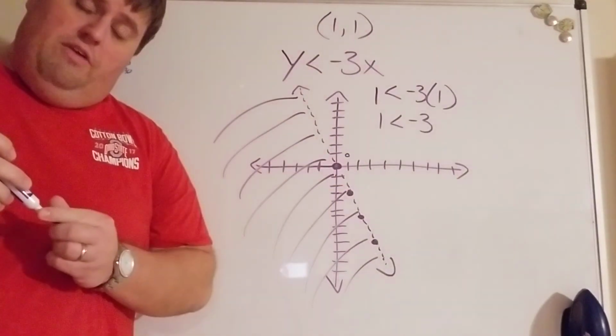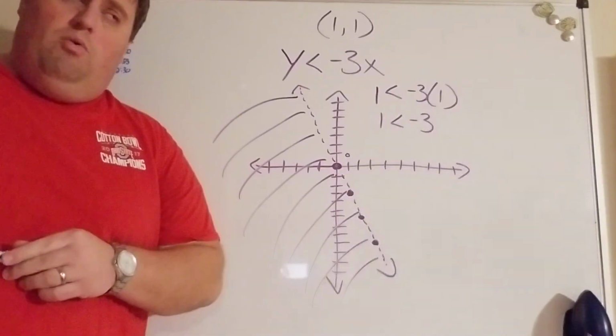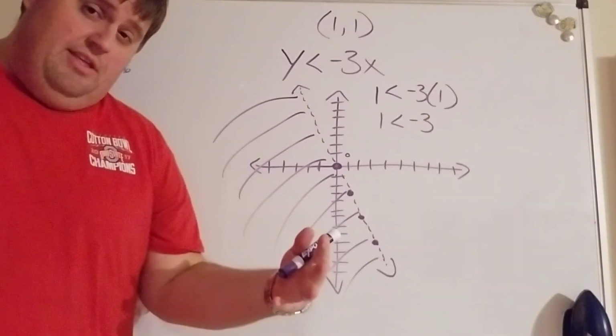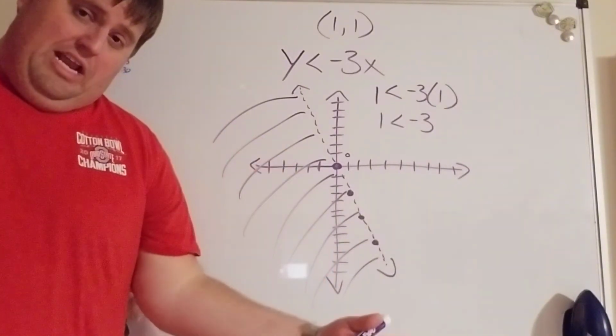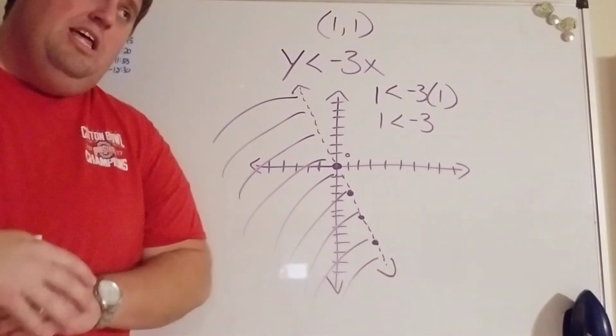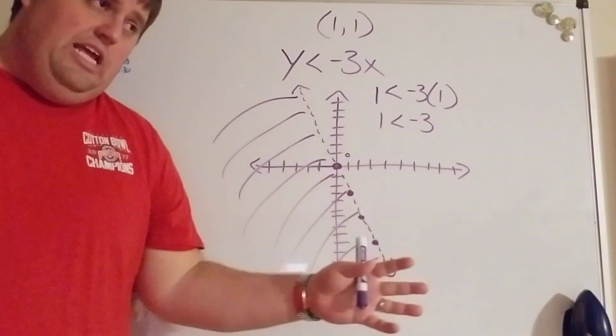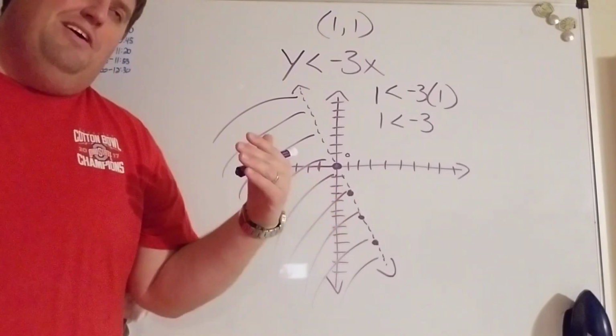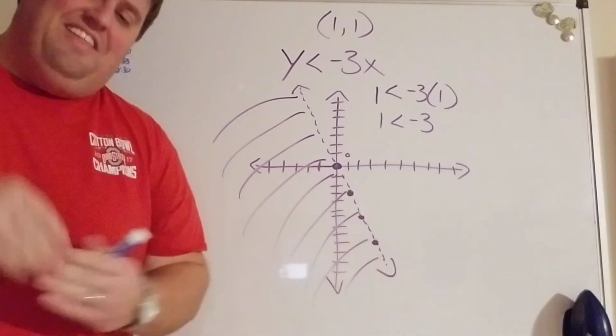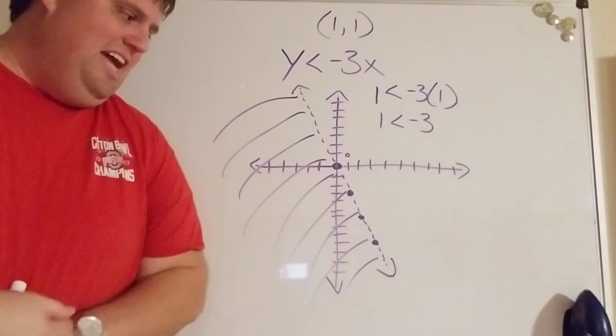All right, so all of your questions are going to be a graph. You're going to be putting a different kind of line, either solid or dashed, and then you're going to be shading one side of your line, okay?